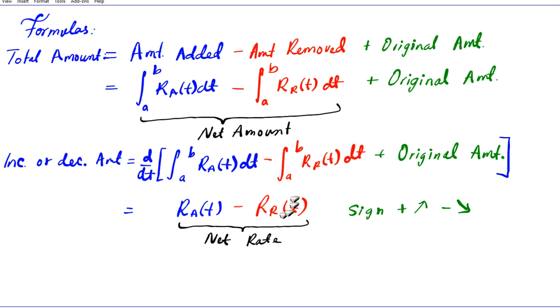But if the removal rate is bigger than the rate of addition, so the pile is getting exhausted at a faster rate than bananas are being added, guess what? The pile of bananas on display will start to decrease. Okay, so just by looking at these rates, you can tell if the amount of bananas on display is increasing or decreasing based on the sign.